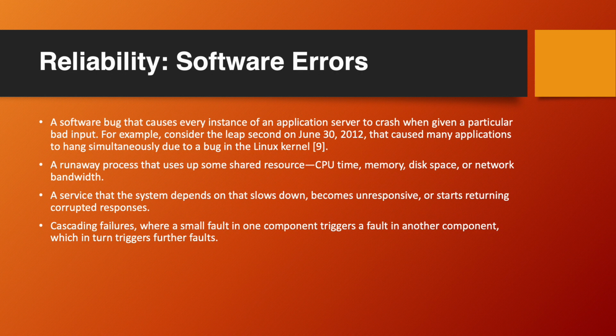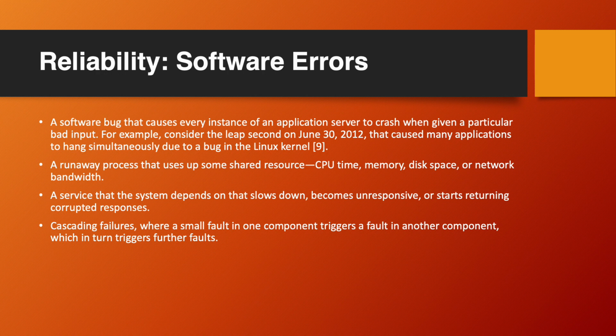Now, let's look at another class of reliability problems, which is software errors. A software bug that causes every instance of an application server to crash when given a particular bad input. For example, consider the leap second on June 30th, 2012 that caused many applications to hang simultaneously due to a bug in the Linux kernel. A runaway process that uses up some shared resource like CPU time, memory, disk, or network bandwidth. A service that the system depends on that slows down, becomes unresponsive, or starts returning corrupted responses. Cascading failures, where a small fault in one component triggers a fault in another component, which in turn triggers further faults. There's no quick solution to the problem of systematic faults in software.